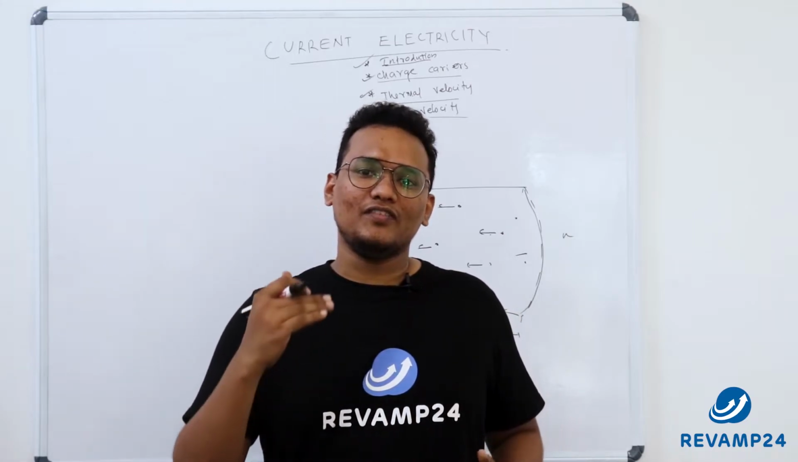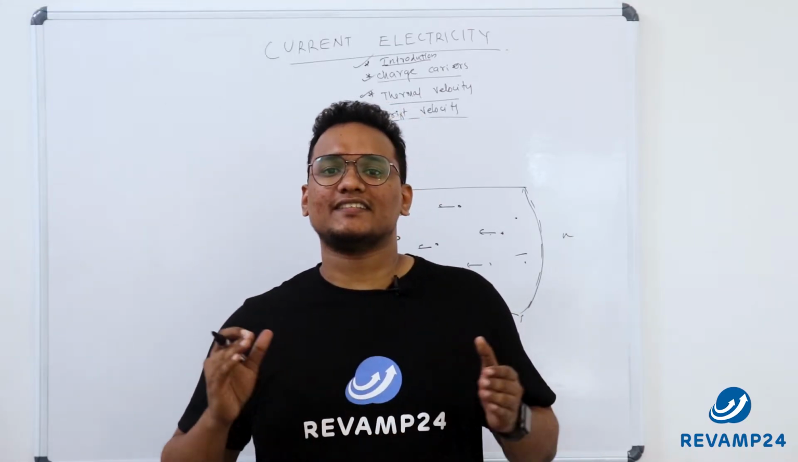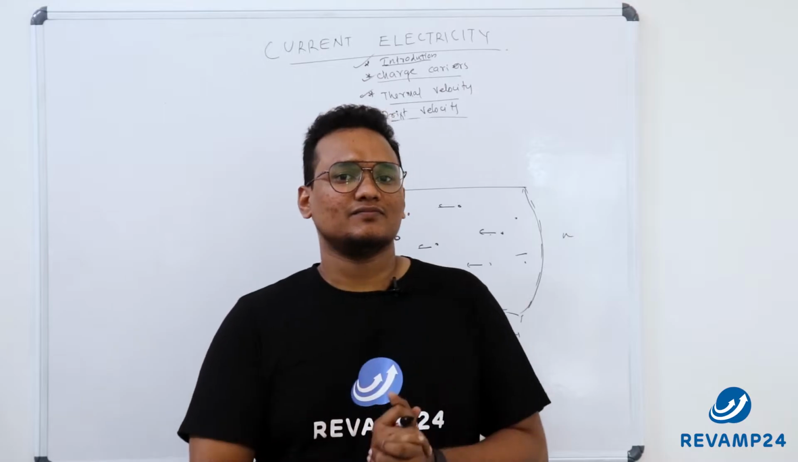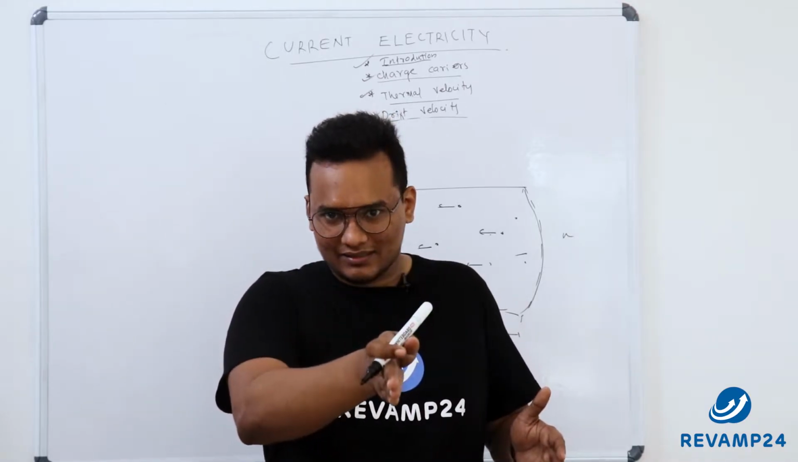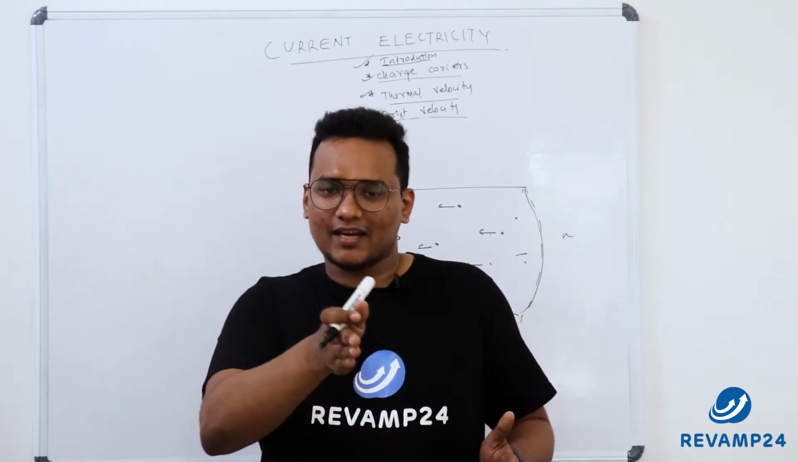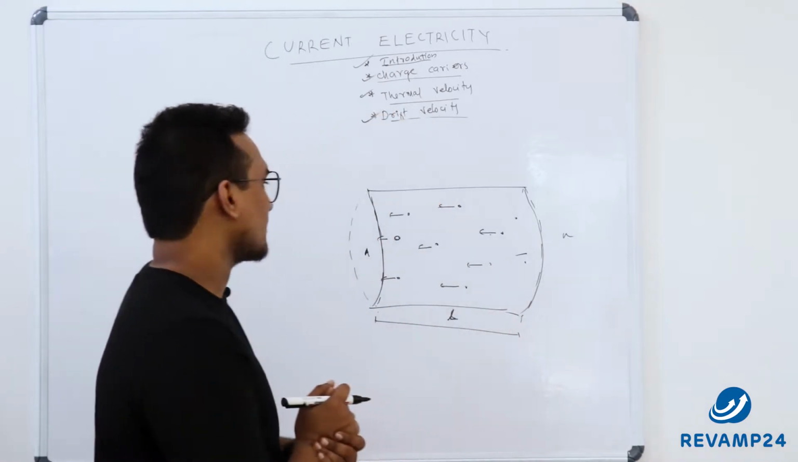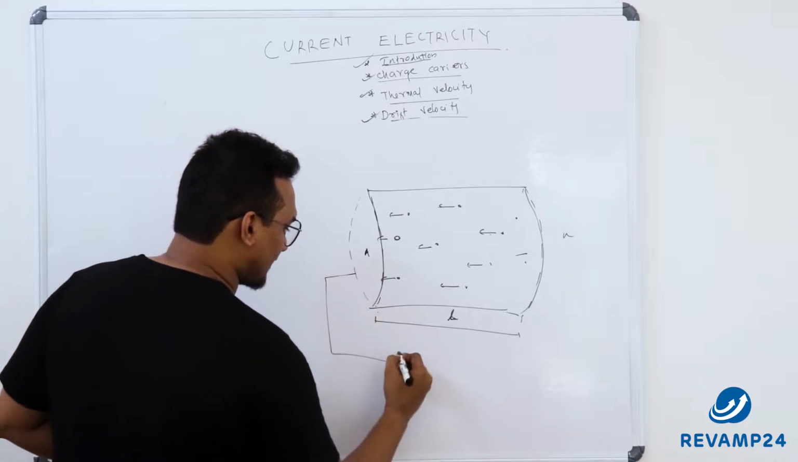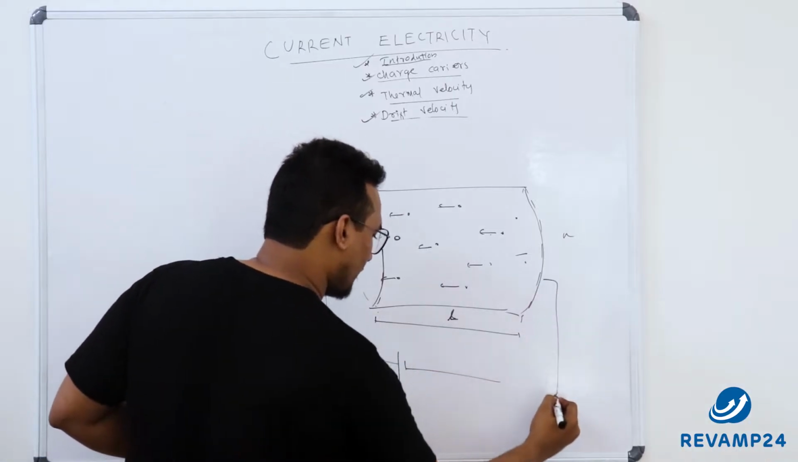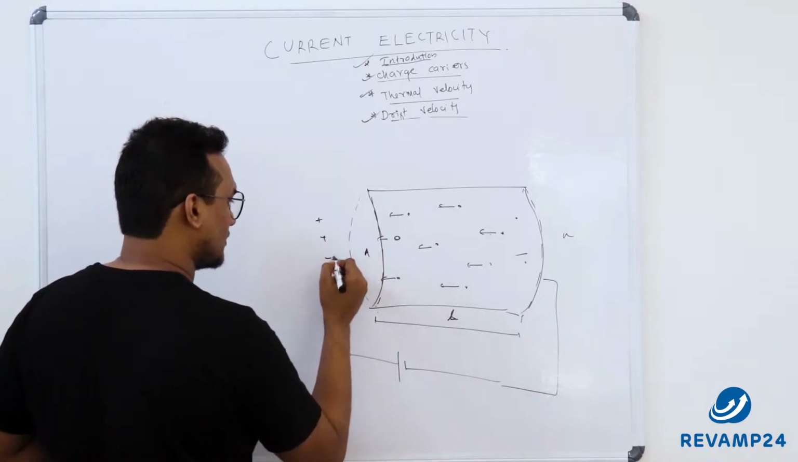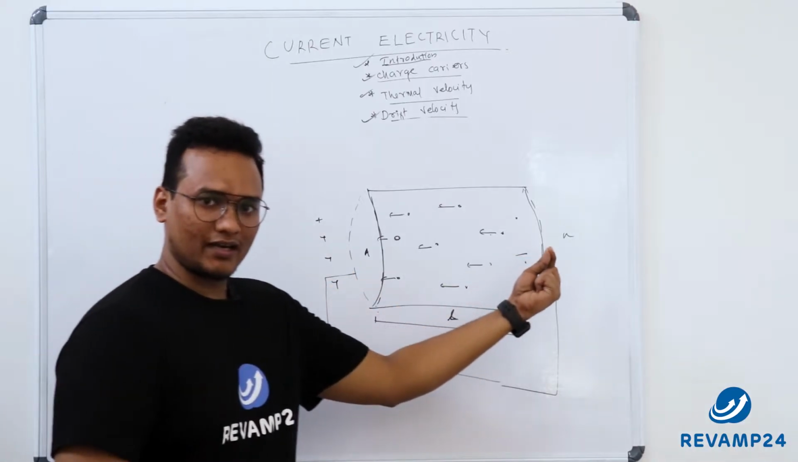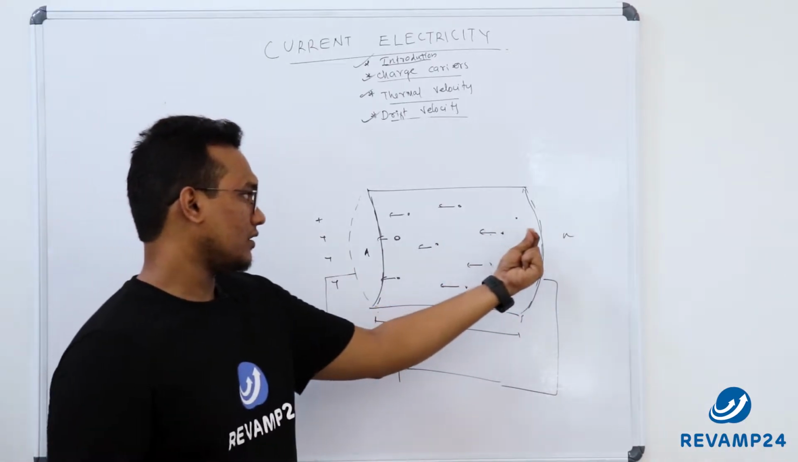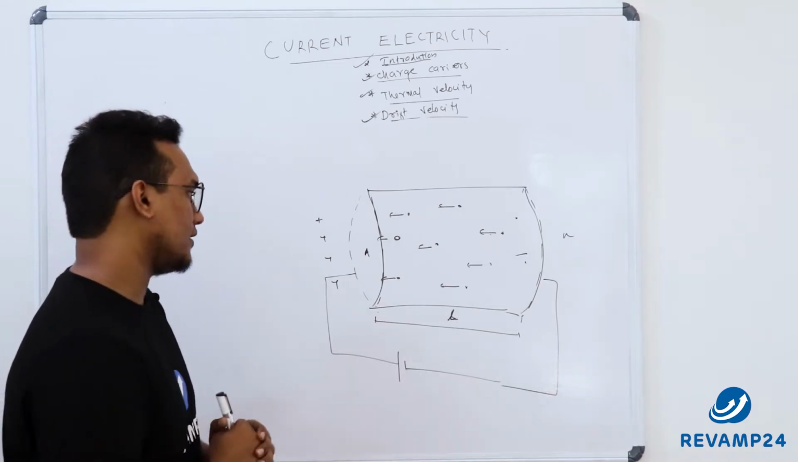In this video, we will see how drift velocity is connected with current, the relation between current, intensity of current, and drift velocity. Whenever we are providing a field, or connecting it with a battery, positive here, the electrons are drifted in the leftward direction, or along the direction of field.